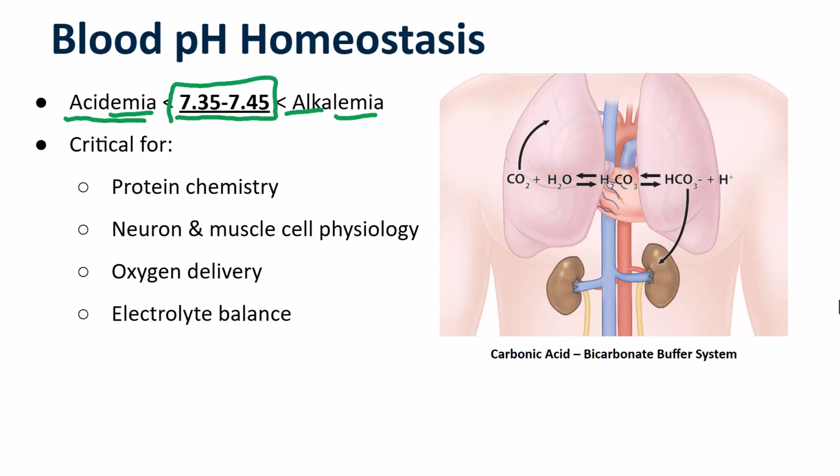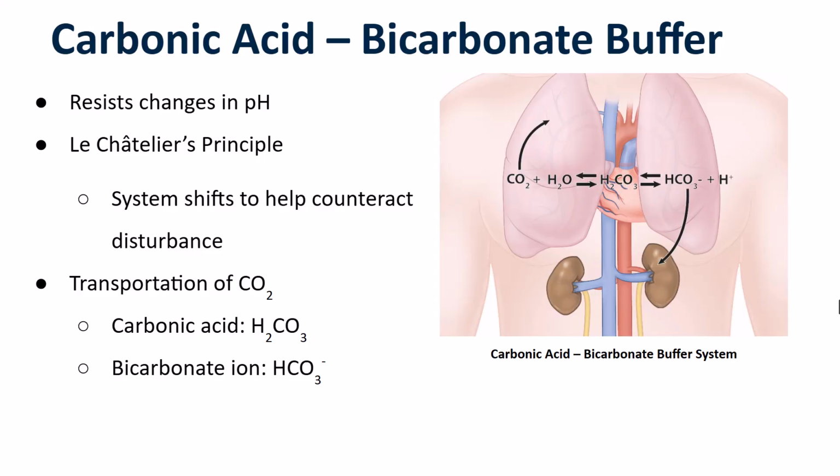And it's also important, as we alluded to earlier, for electrolyte balances. So a lot of those dissolved molecules or solutes within the blood plasma are affected by pH. Now, we have a variety of means for helping to maintain blood pH homeostasis, and one of the more important ones is the carbonic acid bicarbonate ion buffer system, which we can see illustrated here.